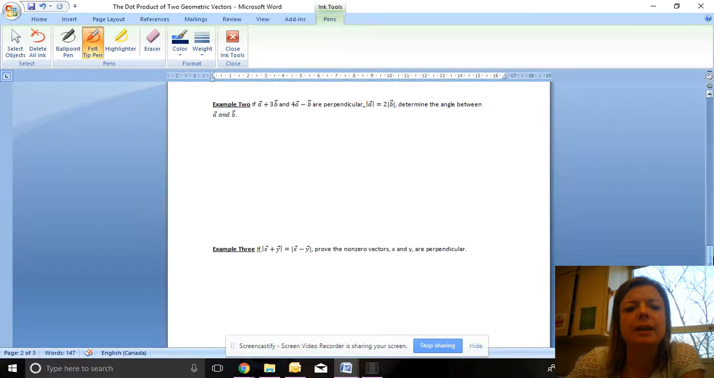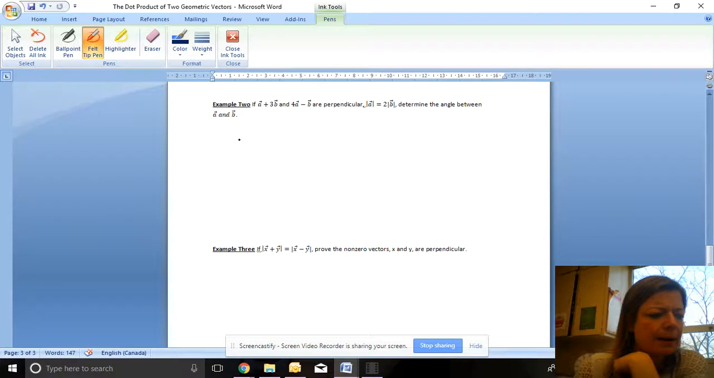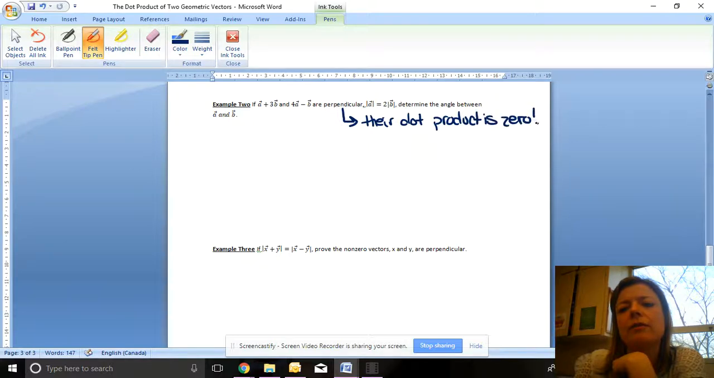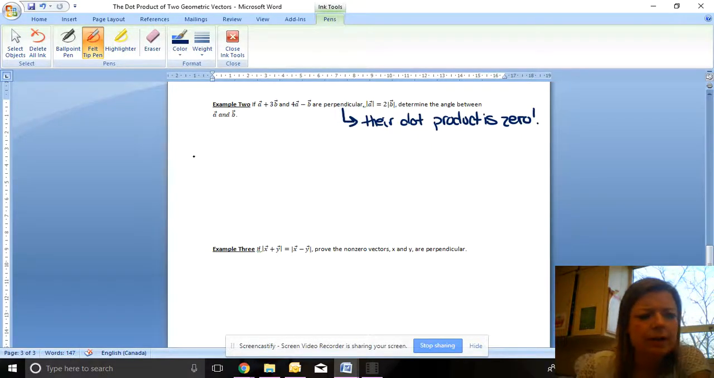Example 2: if A plus 3B and 4A minus B are perpendicular, and the magnitude of A is 2 times the magnitude of B, determine the angle between A and B. Okay, so if they're perpendicular, this means that their dot product is 0. So that is the first thing we got to understand. So a lot of the questions are going to revolve around the fact that the dot product is 0 if they're perpendicular.